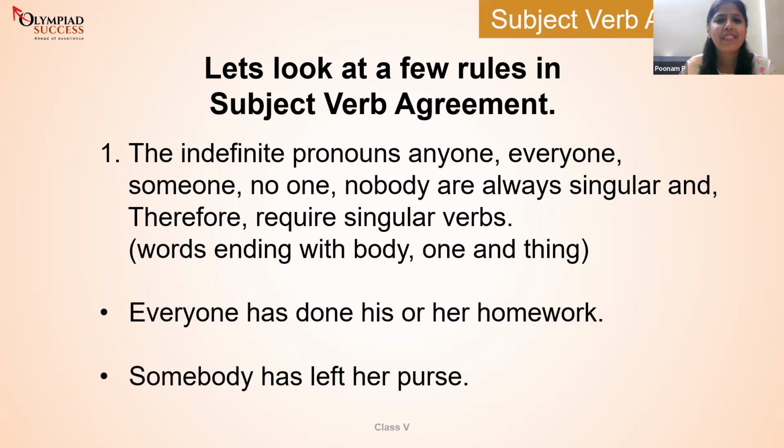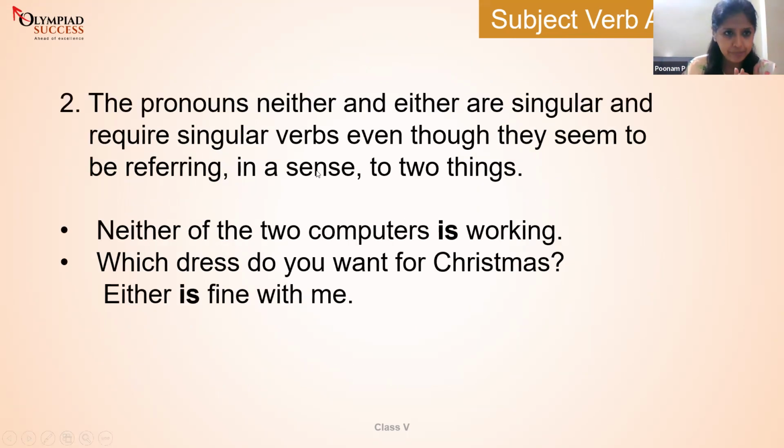You got it? Did you all get it, children? So remember, indefinite pronouns ending with body, one, thing will always take a singular verb. Okay. Second one.